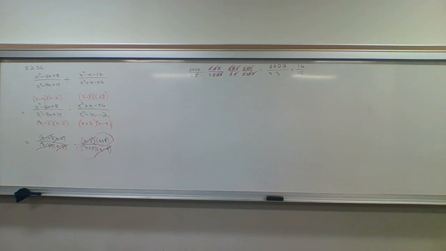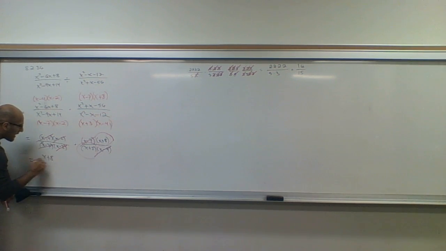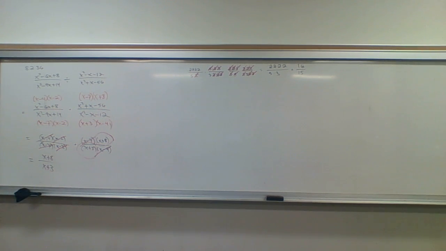Right? They're the only survivors. Like there's an apocalypse and these are the only people that survived. Out of the rubble come these two. We got x plus 8 over x plus 3. And they don't reduce any further, right? There's nothing to multiply or anything, so we're done.